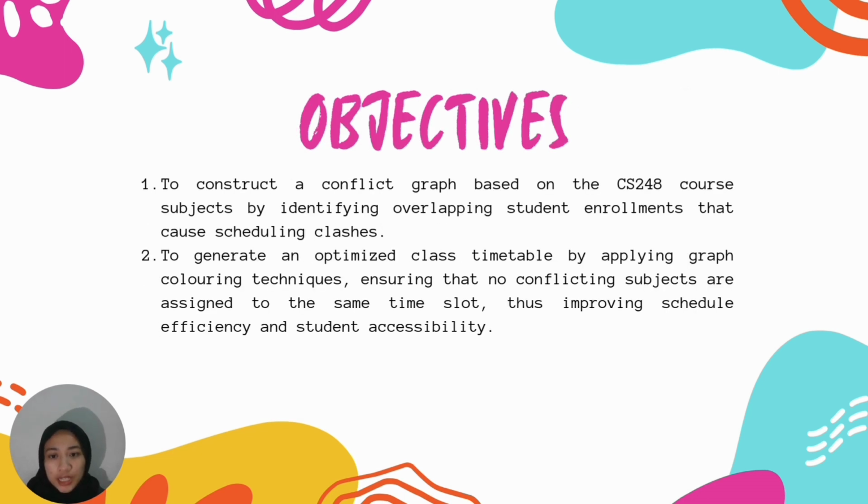So, moving on to the objectives. For our group project, we have two objectives. The first one is to construct a conflict graph based on the CS248 core subjects by identifying overlapping student enrollments that cause scheduling clashes. The second one is to generate an optimized class timetable by applying graph coloring techniques, ensuring that no conflicting subjects are assigned to the same time slot, thus improving schedule efficiency and student accessibility.